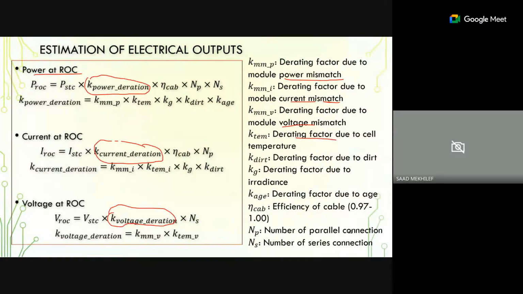Derating due to the temperature, dirt. Derating due to the irradiance. The age, which means if I'm calculating for maybe after 2 years, 3 years, 4 years, and so on. And the efficiency, for example, of cables. In most cables there are some losses, for example 3% losses. And the number of connections in series and parallel, but if we assume 1-to-1, then yeah.